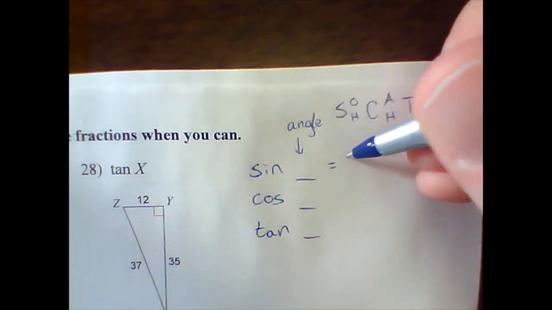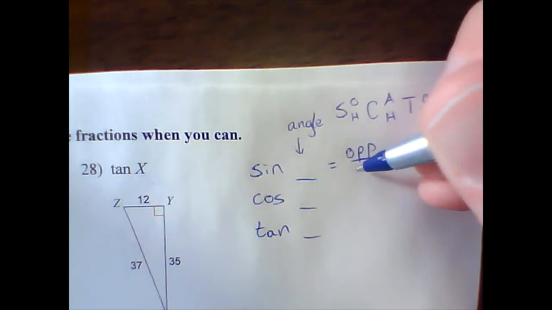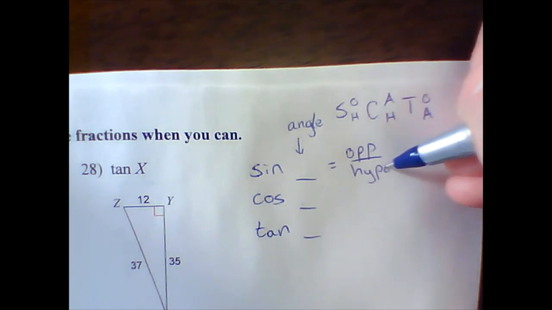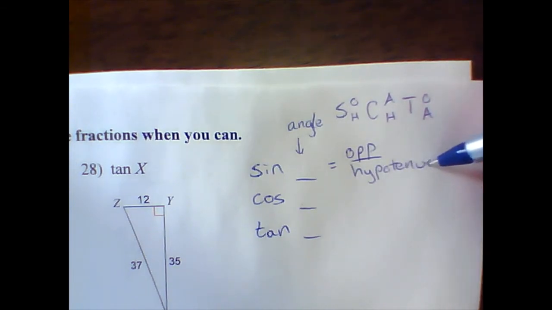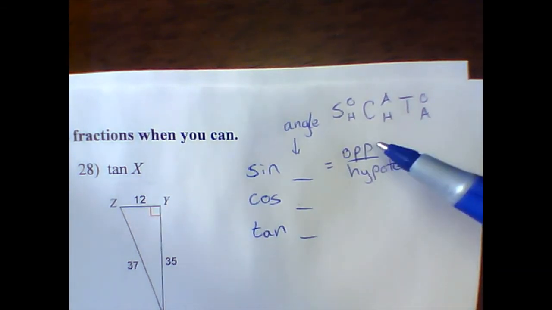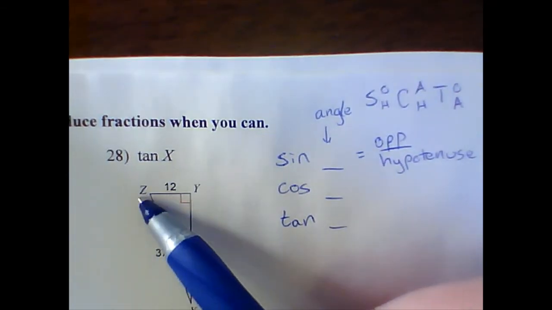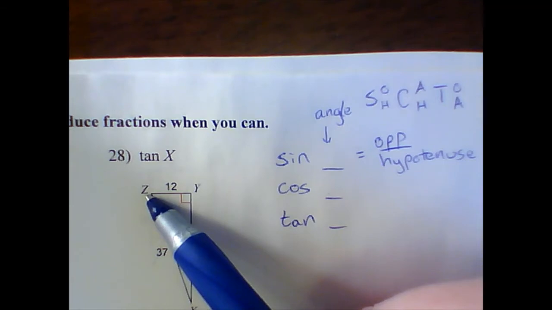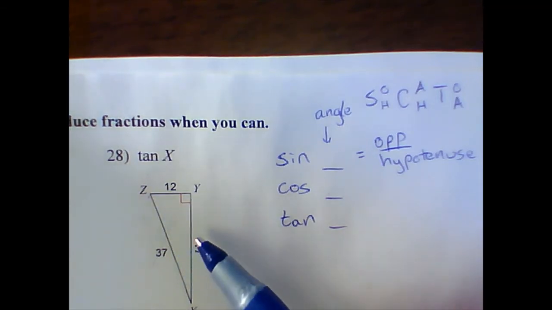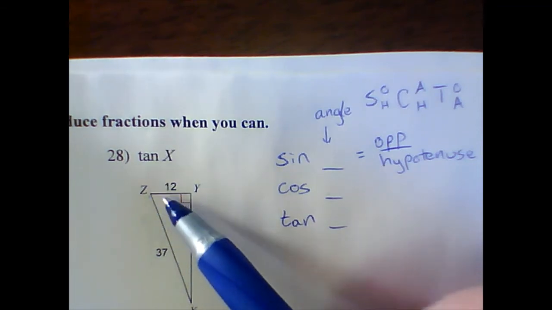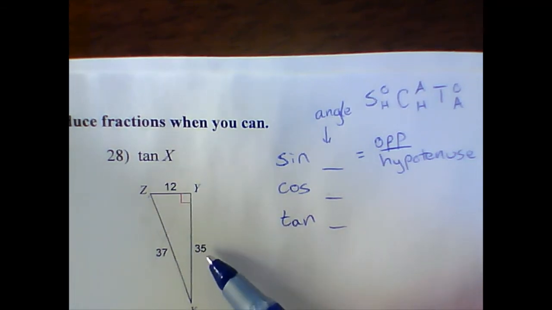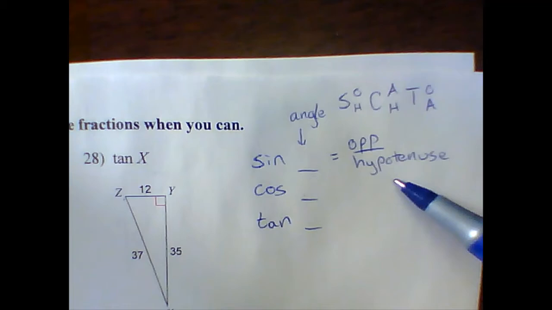But anyway, for sine, the O is opposite, H is the hypotenuse. Okay? The opposite depends on what angle you've chosen. So we're going to use this little guy as an example. Let's say you're looking at angle Z. Opposite of angle Z is side 35. That would be opposite. It's the one side that doesn't touch Z.